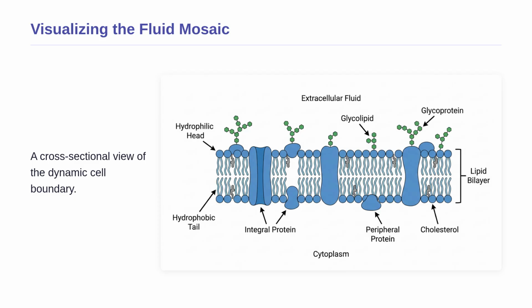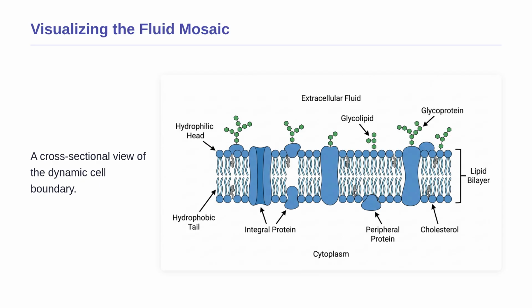To truly grasp this concept, let us look at a detailed visual representation. Here, you are seeing a cross-section of the fluid mosaic membrane model. Notice the main structure, a double layer of lipids with their round hydrophilic heads facing outward and their stringy hydrophobic tails pointing inward. This is the bilayer Gorter and Grendel proved.